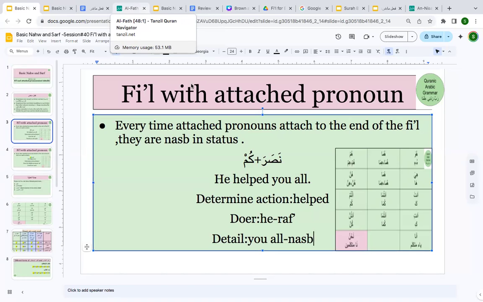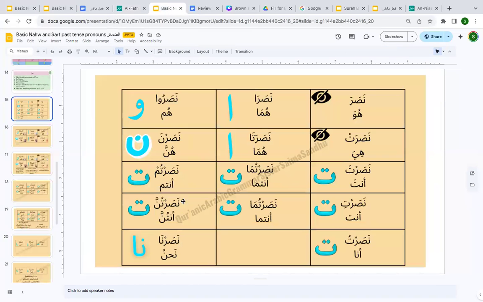In your word Nasartunna, the ta is telling you it is the second person, and the noon mushaddad is telling you that this noon is for feminine plural, huma. Is this clear? I'm sorry I did not answer your question before.